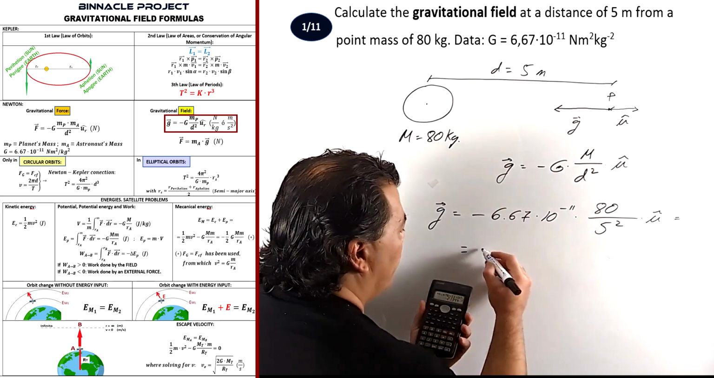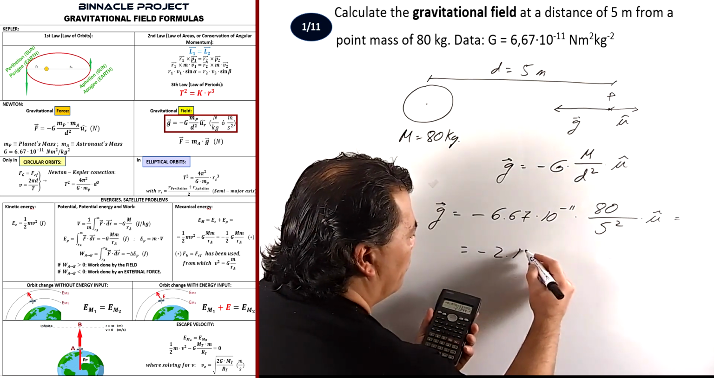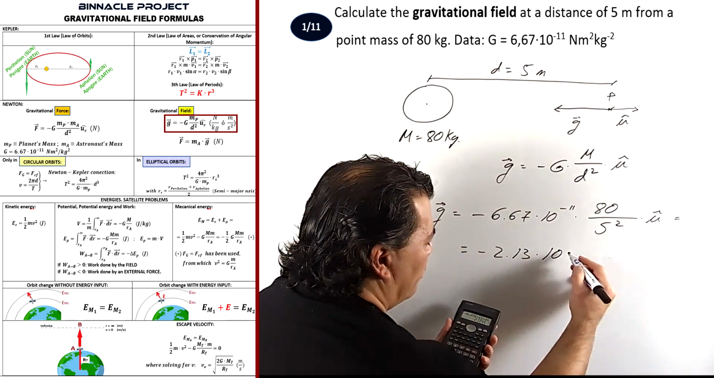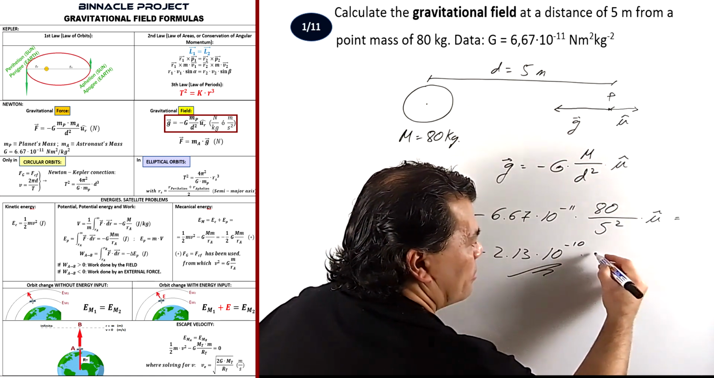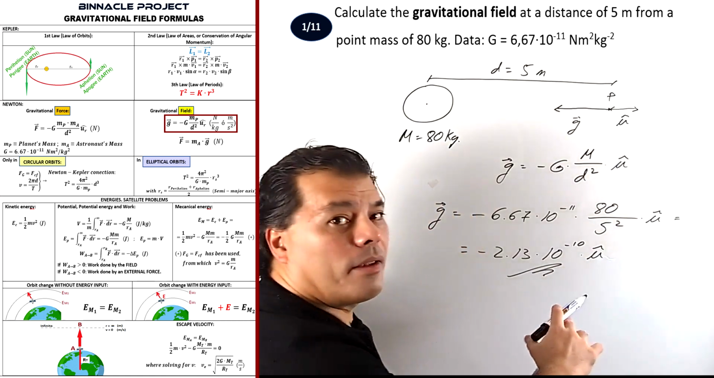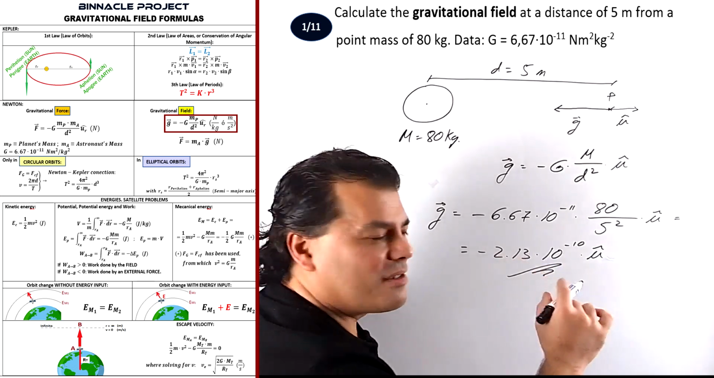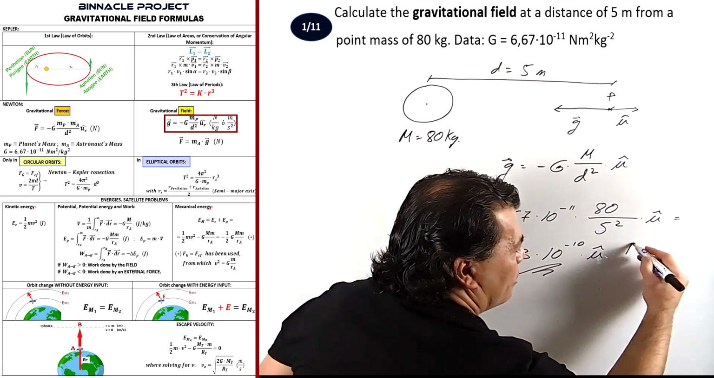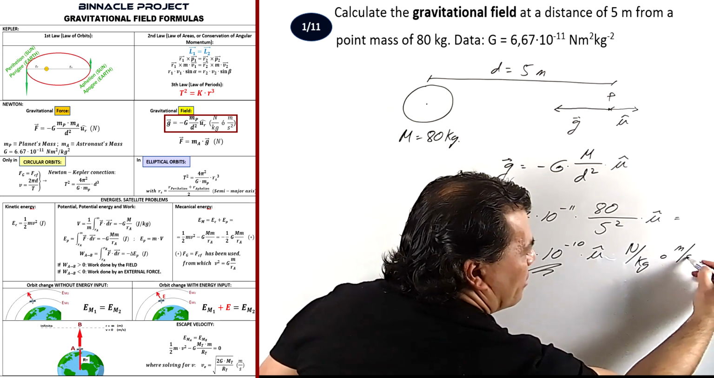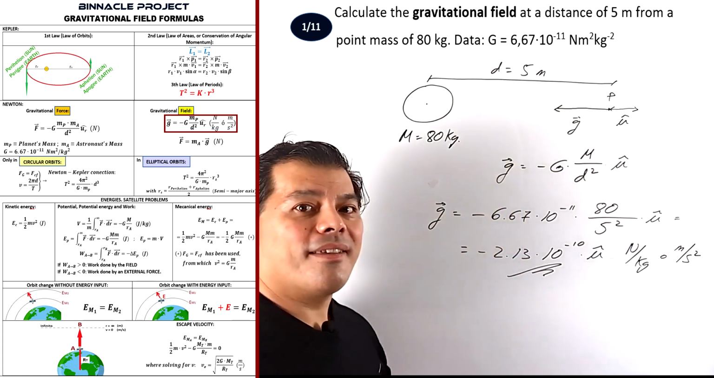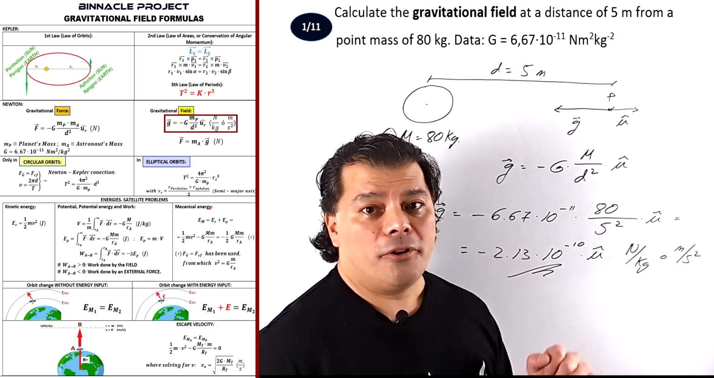Are you getting negative 2.13 multiplying 10 to the negative 10? And this is a vector, so don't forget it. And the most important thing, the units. Newtons per kilogram or meters per second squared. And that's it. Don't forget what we've done.